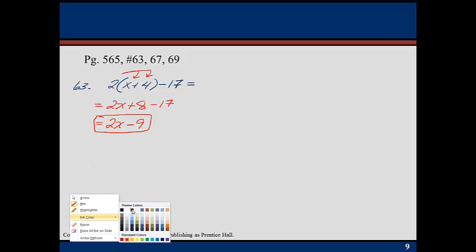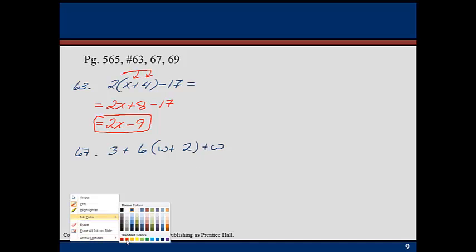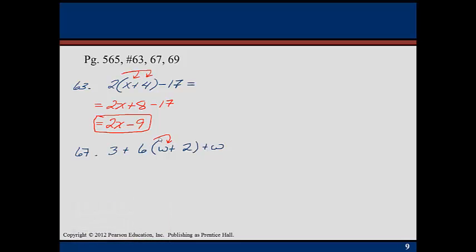And then number 67, we have 3 plus 6 times w plus 2 plus w. Again, whenever you see parentheses, you start with the parentheses first. So we're going to distribute first before combining any like terms. So everything on the inside of my parentheses can be multiplied by the 6. So 6 times w, well, that's 6w. And then 6 times positive 2, well, that's plus 12. Don't forget to write down the rest of the problem. So I still have 3 plus 6w plus 12 plus w.